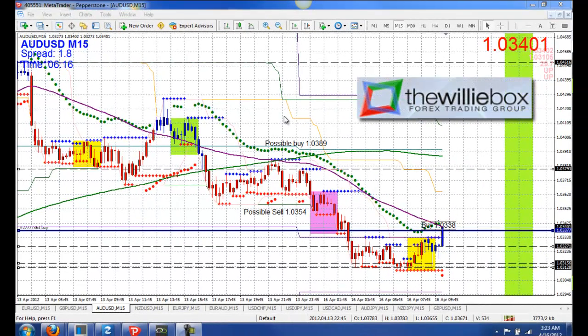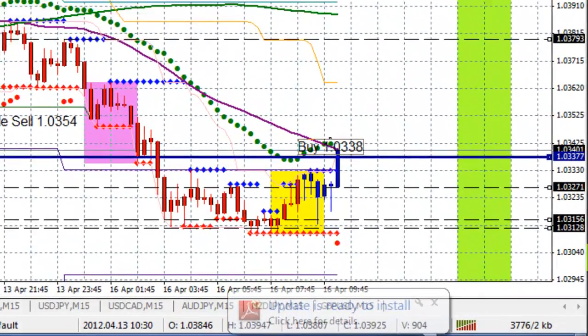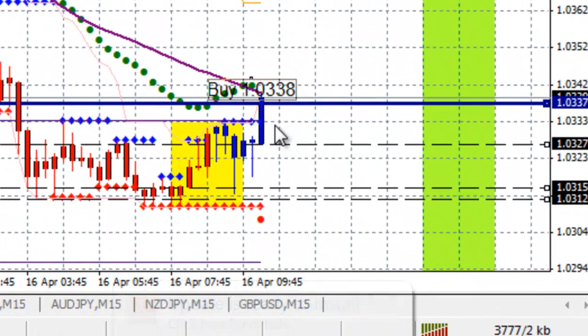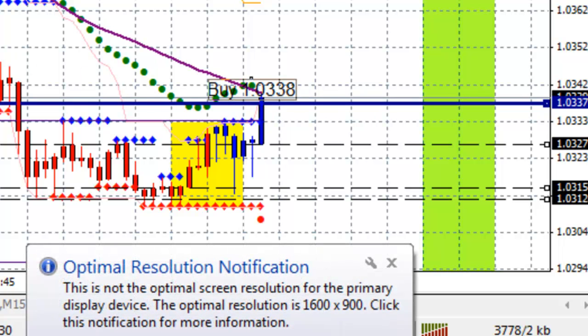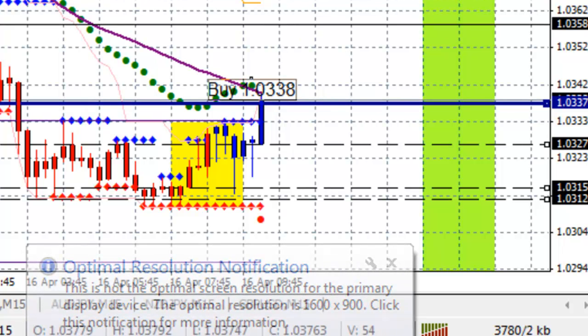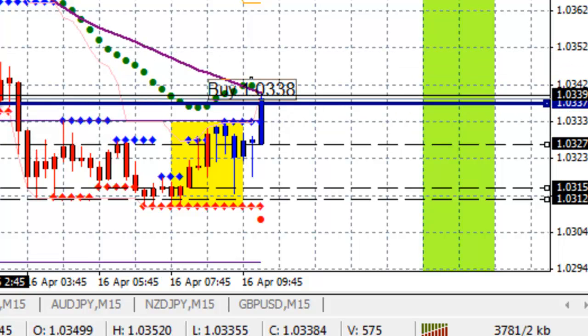This is Willie Guevara from williebox.org. Our first trade just triggered. We have a buy stop on the Aussie dollar at 103.38. When I studied the market, by the way, this is the second trade I'm doing on the Aussie today. Earlier in the Asian session, I shorted this at 103.54 and I took 12 pips here.